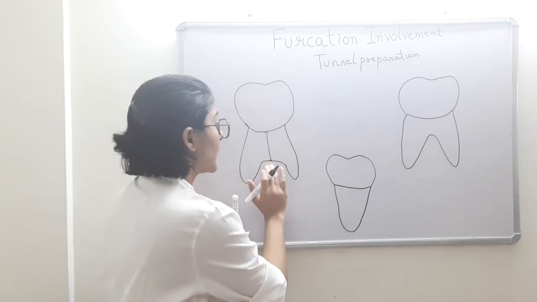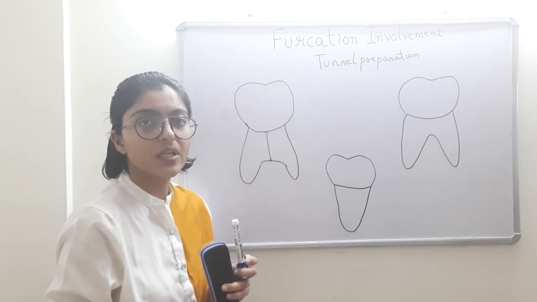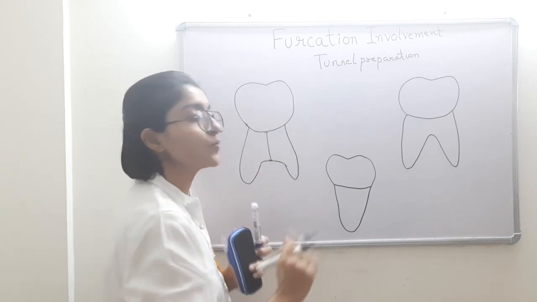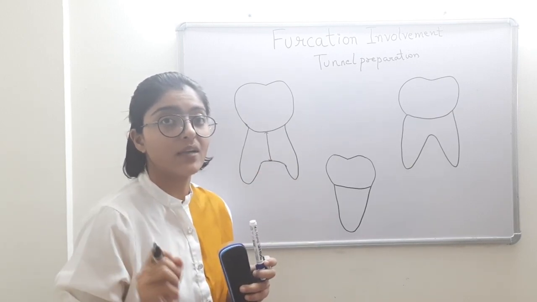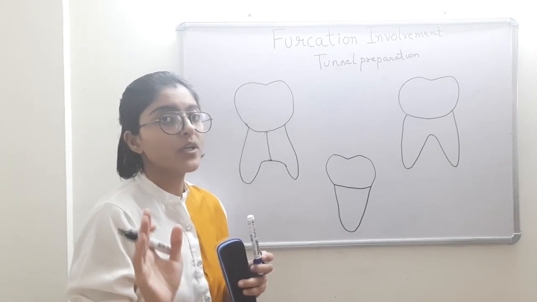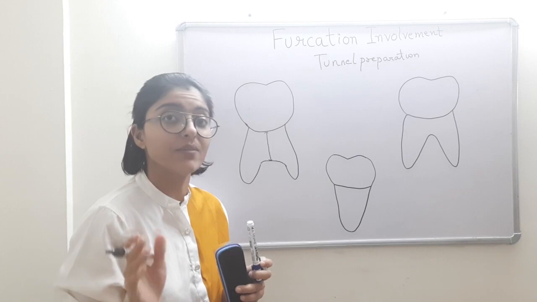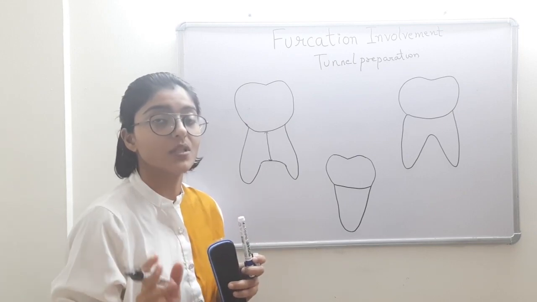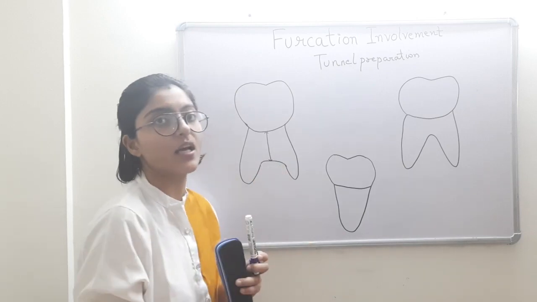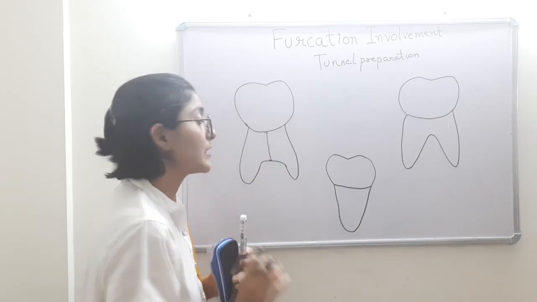Now if in this case it has a deep grade 2 or a grade 3 involvement, how are we supposed to prepare a tunnel, which is practically possible? And forget it for once, even if I accept that it is practically possible, my next question is, how will it be maintained after? That is my main concern.